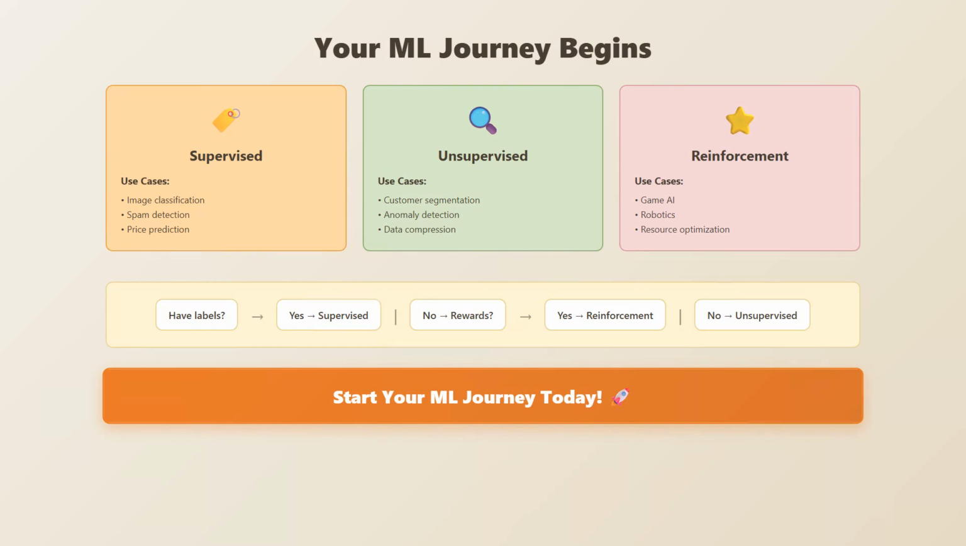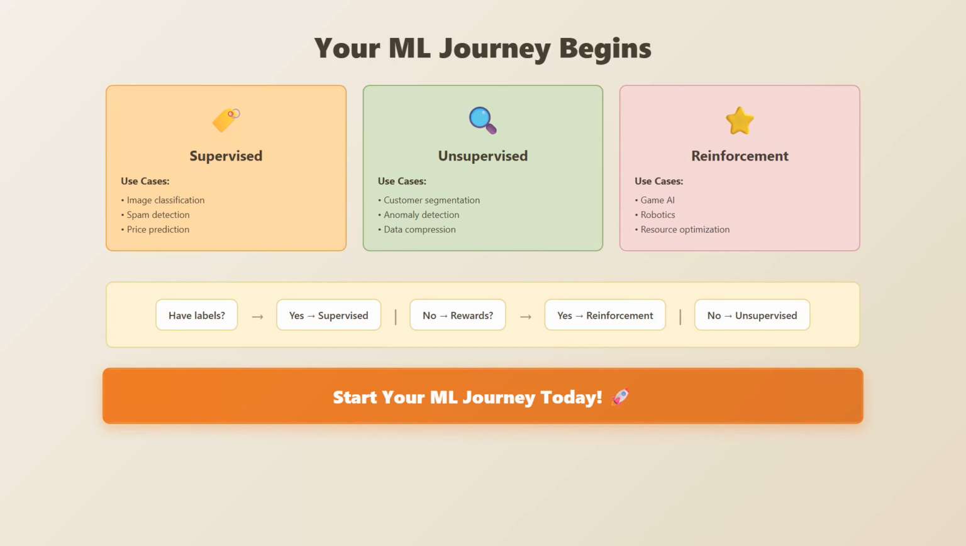Ask yourself these questions. Do you have labeled data? If yes, start with supervised learning. If no, do you have a way to define rewards for good and bad actions? If yes, consider reinforcement learning. If no, unsupervised learning might be your best bet. Remember, machine learning is a tool, and like any tool, success comes from choosing the right one for the job.